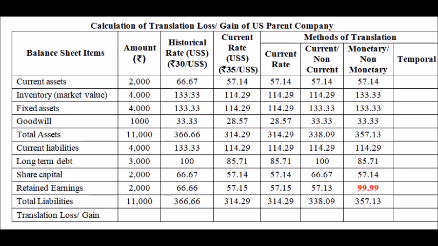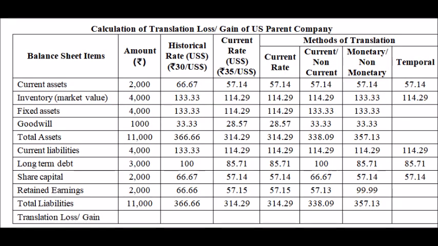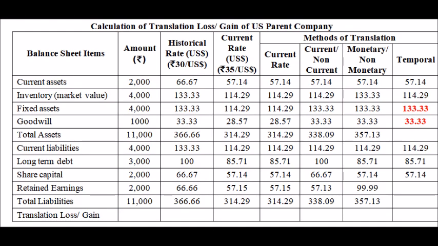The fourth method is the temporal method. It is similar to the monetary non-monetary method, but the only difference is that inventories at market value only are recorded at current rate. If inventories are not shown at market price, then they will be recorded at historical rate. So the monetary items will consist of all liabilities and current assets including inventory if it is shown at market price. These items will be recorded at current rate.